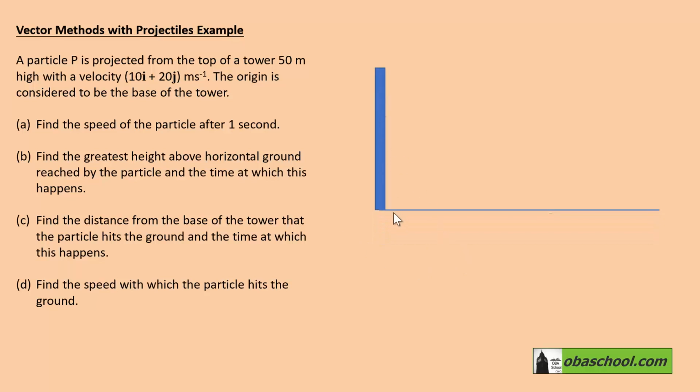So here's a diagram. This is the tower. This is our horizontal ground. The origin is the base of the tower. And here's our particle. What we're going to do is fire the particle, and it's going to fly and land over here.